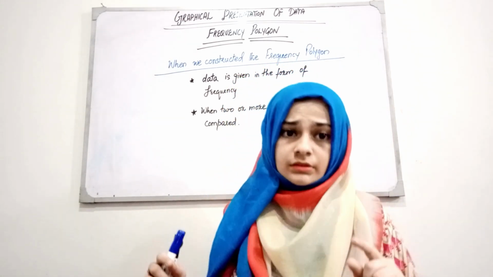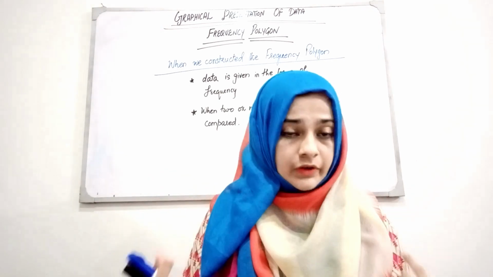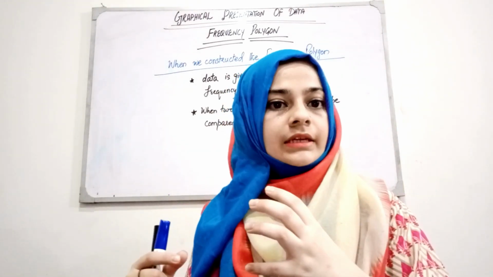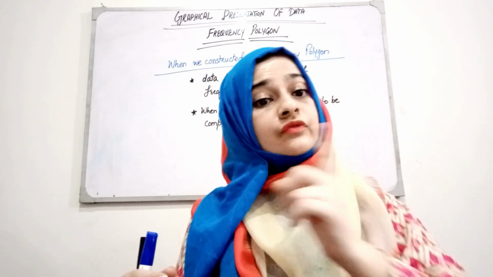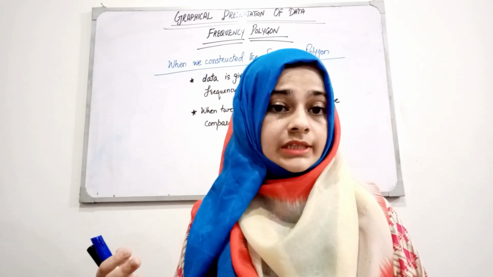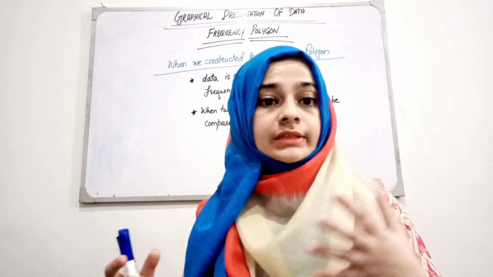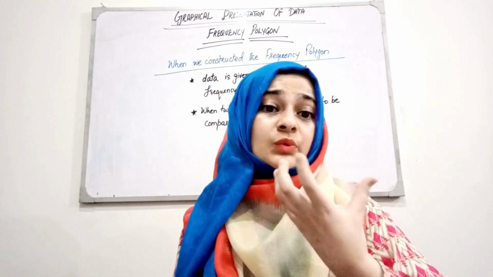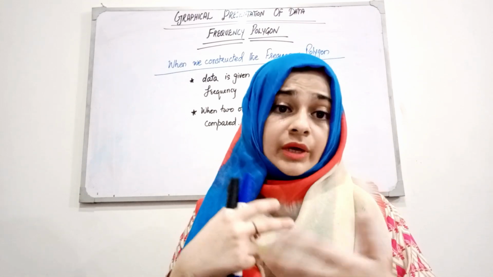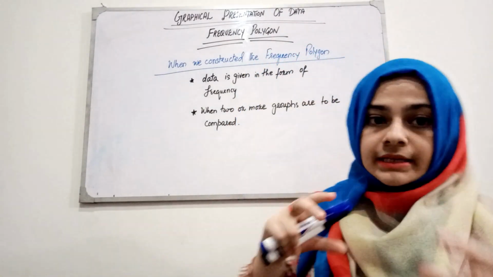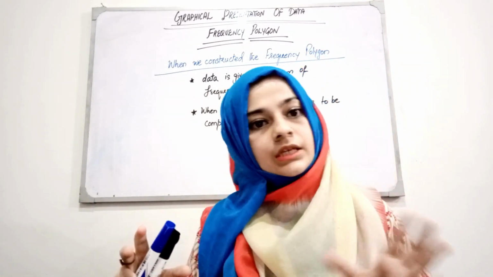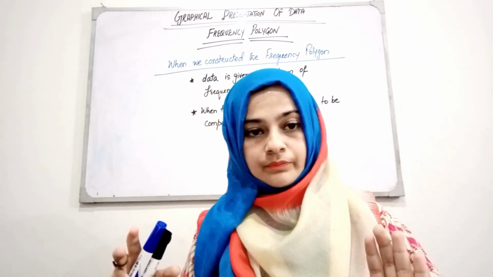But one thing I want to clarify is that for constructing the frequency polygon, it is not necessary to first construct the histogram. You can construct the frequency polygon with the help of the frequency distribution. But the question arises here: why do we need to construct a frequency polygon? So the first point is, when the data is given in the form of frequency, we construct the frequency polygon.